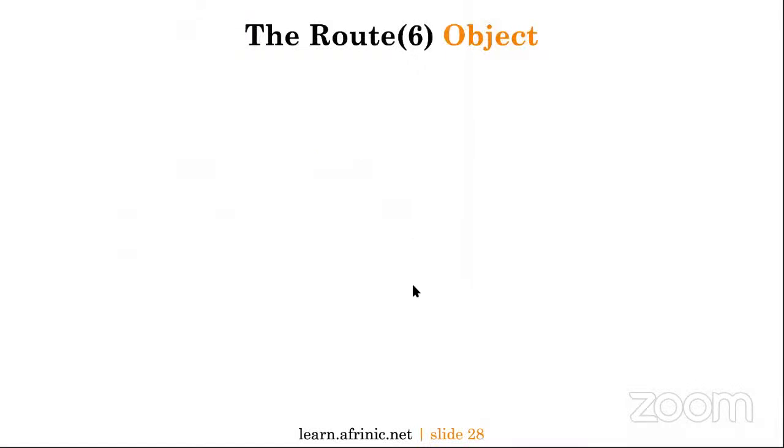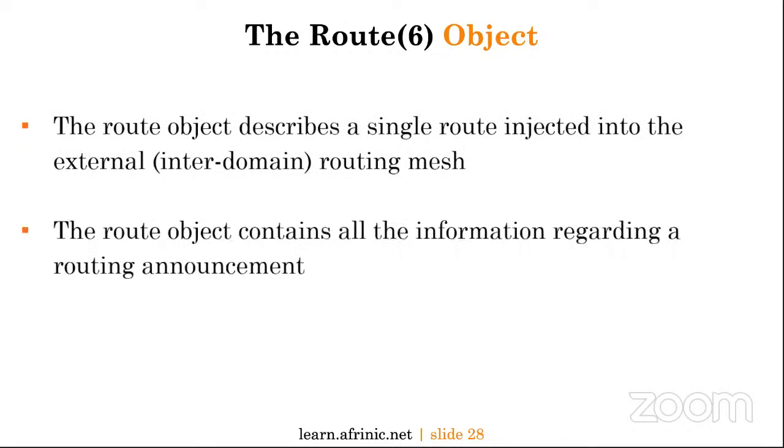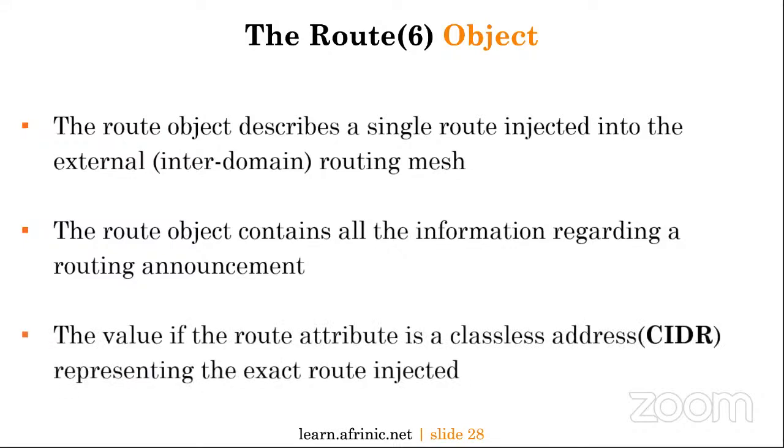All right, so let's look at the route6 object this time around. I remember in the last quiz, some people chose the aut-num object, but the correct answer there was the route object, because that's what you use to define both the prefix you announce into the interdomain routing mesh and the originating AS. So the route object contains all information regarding routing announcements, basically. It's usually a superset of your inetnum object. You create it from your inetnum allocation from your IRR, and it's a CIDR value.